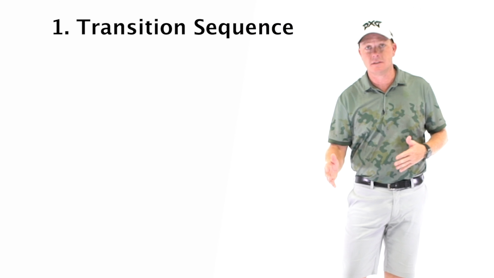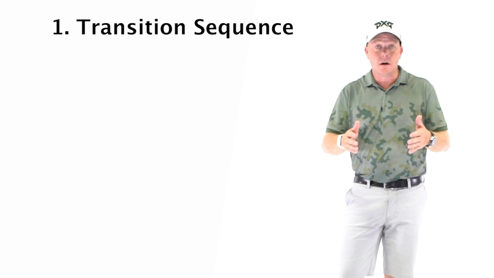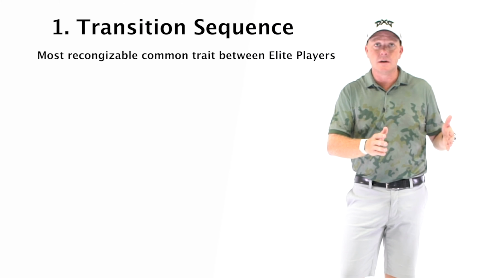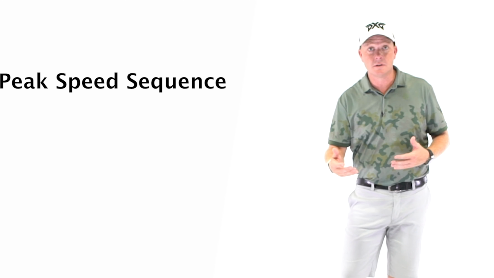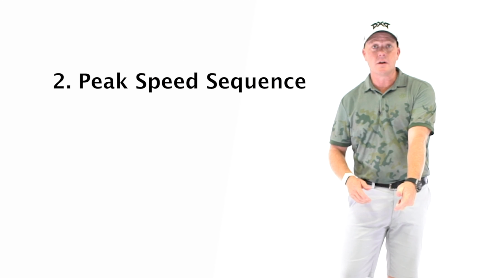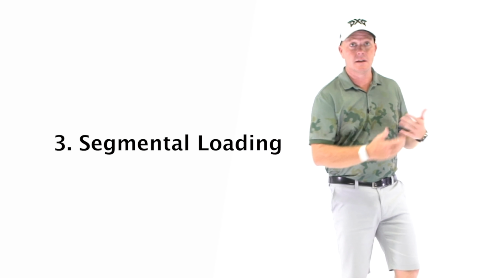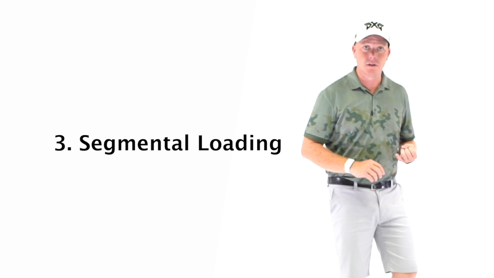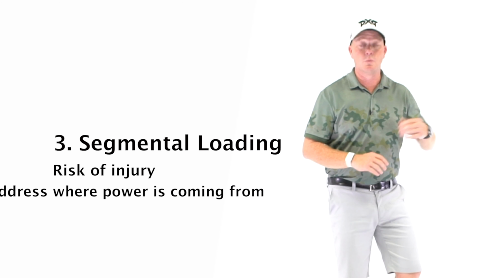So there's our full process. We start off with transition sequence. We look at transition sequence because that is the most recognizable common trait of the kinematic sequence as it pertains to elite golfers. The second thing we look at is the peak speed sequence, because that tells us how that golfer releases rotational energy down to the club. After that, we're going to take a look at segmental loading and see, do they have a risk of injury? Where does the power come from? And where do I have opportunities to generate more power?